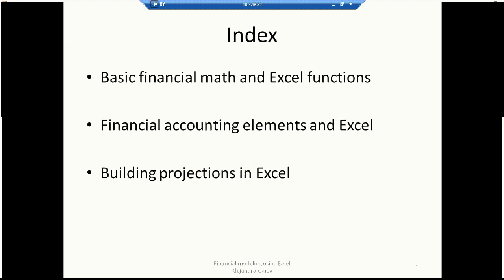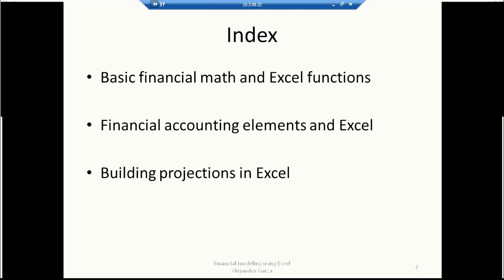We're going to cover three basic things: the basic financial math and Excel functions. I understand that you covered some of this with Ross over the last sessions. I'm just going to do a refresh, show you how the functions in Excel work, how to format them. Then we're going to go over the financial accounting principles and how to apply them in Excel.